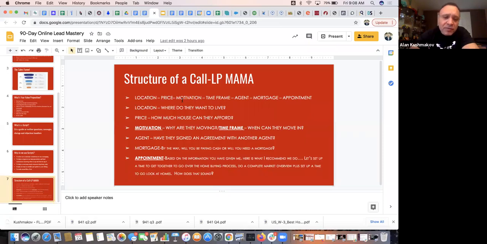The main script, the foundational script that we're going to be working on, is the LP MAMA script. L stands for location. P stands for price. M stands for motivation. A stands for agent. M stands for mortgage, and then A is for appointment. One thing that we added is a time frame. Motivation and time frame are together. Those are two key components for you to identify and discover during the conversation.